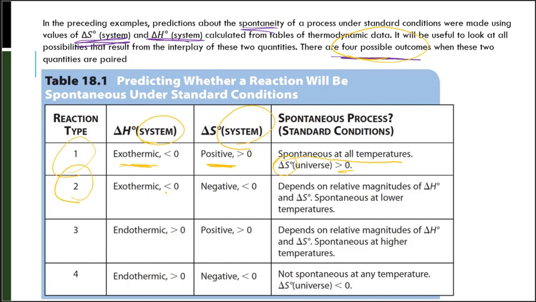We could have an exothermic reaction, so another negative delta H, and a negative entropy. It depends on the magnitudes of enthalpy and entropy for these two values, but it would be spontaneous at lower temperatures. I could have a positive delta H and a positive delta S. Again, it would depend on the magnitudes of enthalpy and entropy, but it would be spontaneous at higher temperatures. And we could have an endothermic, or positive delta H, and a negative delta S, and it would not be spontaneous at any temperature.